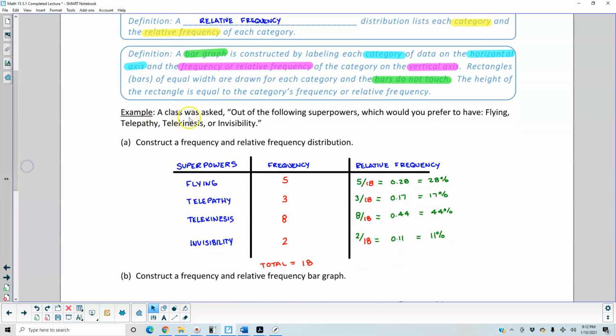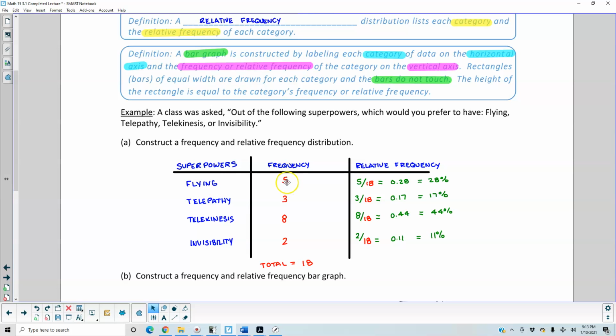So, for example, a class was asked, out of the following superpowers, which would you prefer to have? Flying, telepathy, telekinesis, or invisibility? So for part A, we want to construct a frequency and relative frequency distribution. So we have a column that represents superpowers, a column that is frequency, and then a relative frequency. So out of the total students in this class, there were 18.